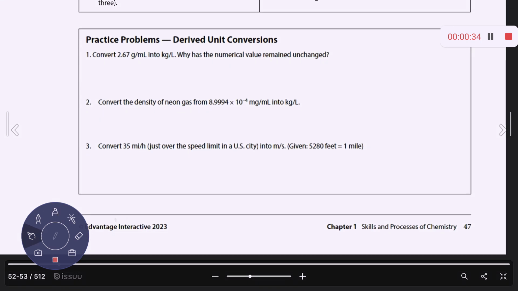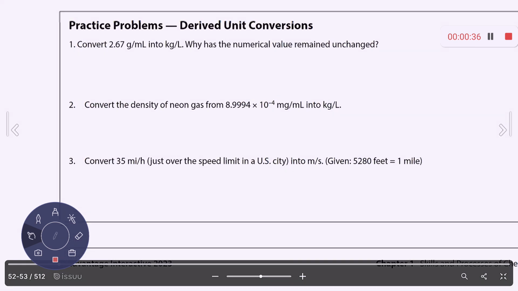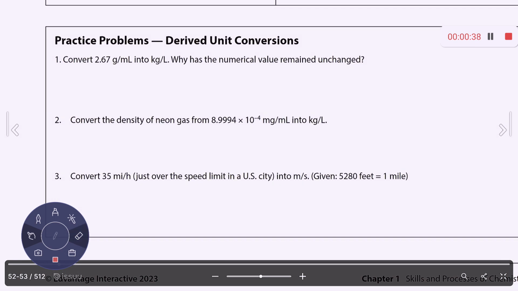So if you take a look at the bottom of the page, we've got some practice problems. Let's take a look at number 1. Number 1 says convert 2.67 grams per mil into kilograms per liter. So we're going to write this as 2.67 grams over 1 milliliter, which would be an equivalent fraction.